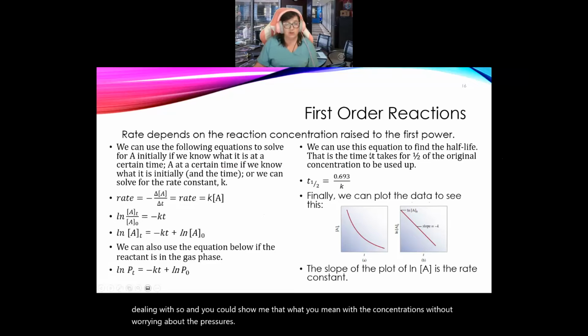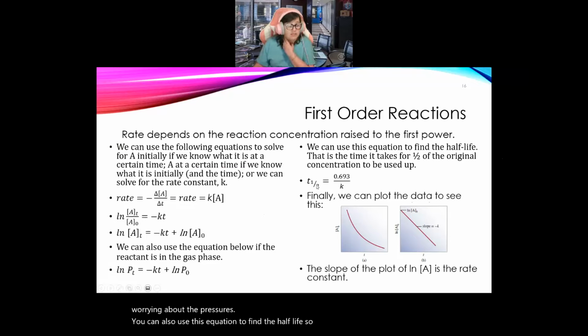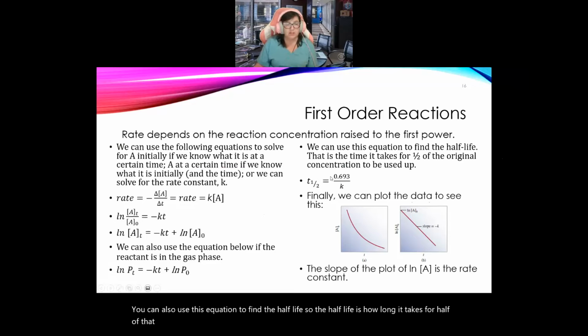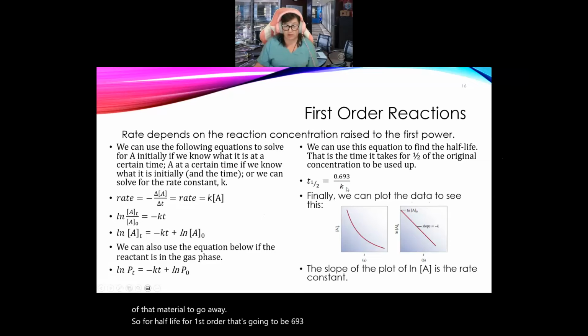And you can also use this equation to find the half-life. So the half-life is how long it takes for half of that material to go away. So the half-life for first order is going to be 0.693 over K, where K is the rate constant. That rate constant can be found by plotting the natural log of the concentration versus time, and then that slope is the rate constant. Okay.